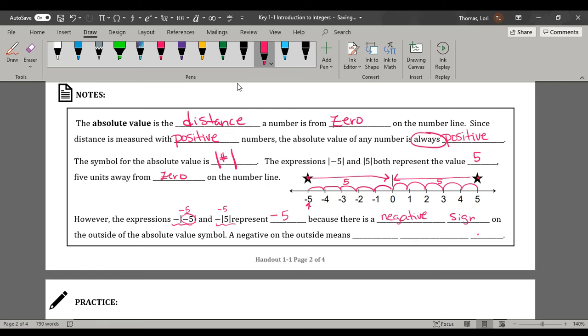A negative on the outside simply means the opposite of. So up here, we had answers of +5, but then with this negative on the outside, we say the opposite of our answer. So the opposite of +5 is -5. Just remember, guys, when you have a negative on the outside, your answer is going to be negative. When there is no negative on the outside, your answer is going to be positive.